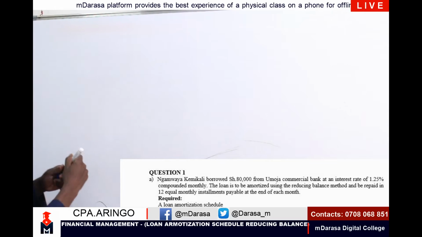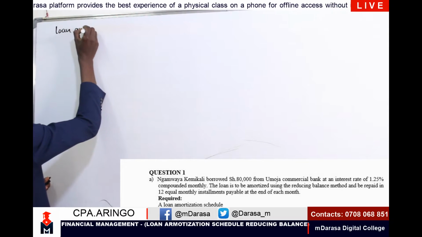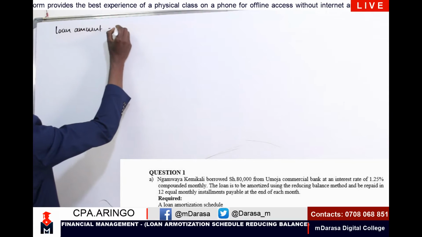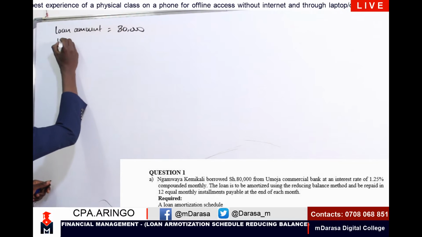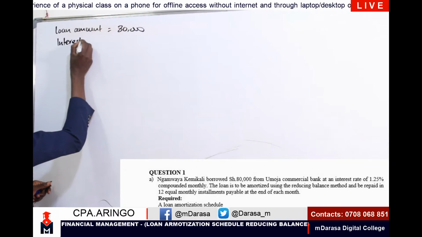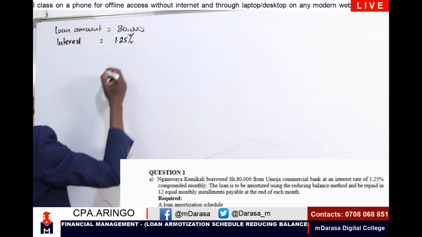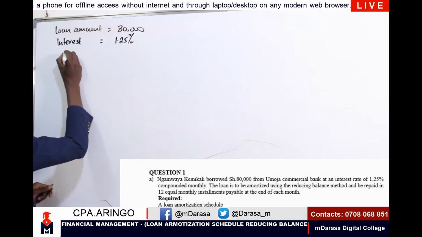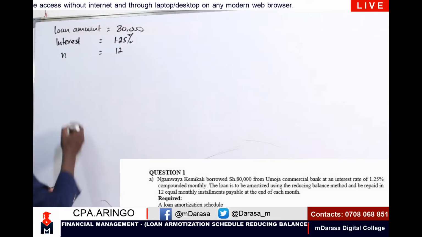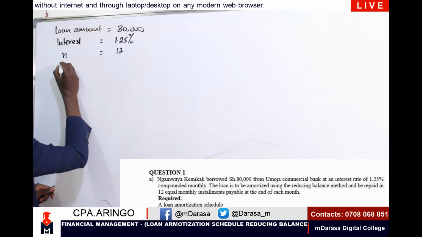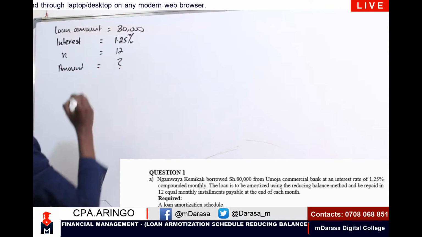So first of all, establish the loan amount. Loan amount, clearly we can see we are given a figure of 80,000, right? Interest, my good students, you can clearly see you're given what? 1.25%. Period, which is N, I'm given 12. What about our future value, which is the installment amount? In this case, we don't have.